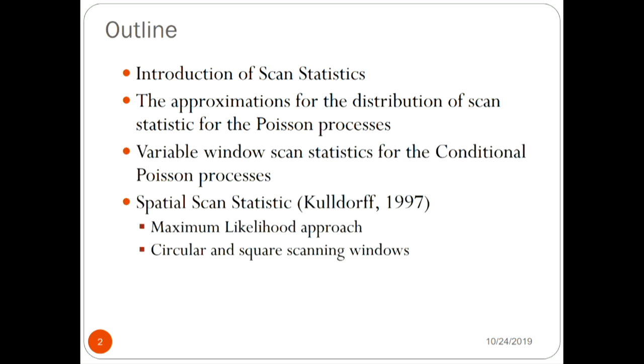In the first part of this talk, I would like to discuss a general statistical framework of scan statistics and the spatial scan statistic. In the second part, I will present the applications of the spatial scan statistics, especially using the free statistical software SaTScan for the spatial cluster detection for the breast cancer data.